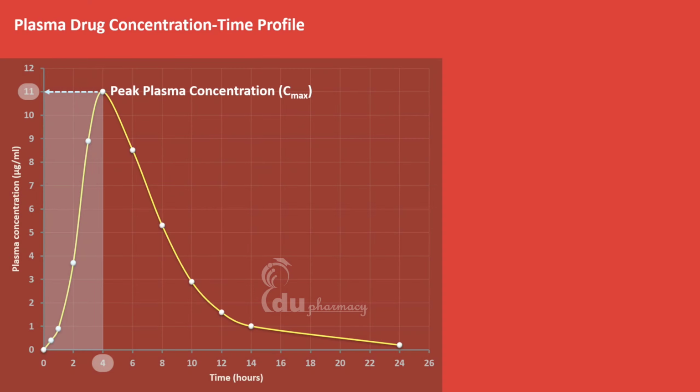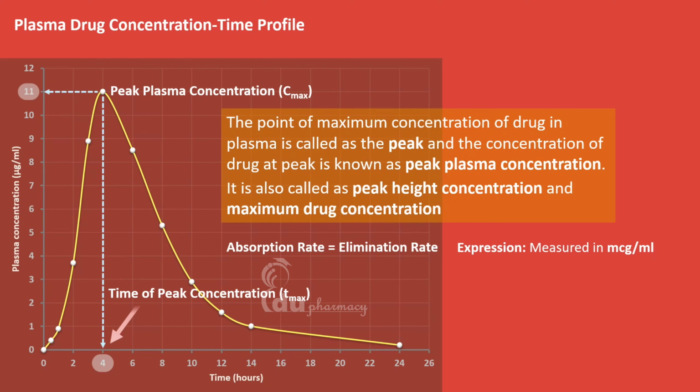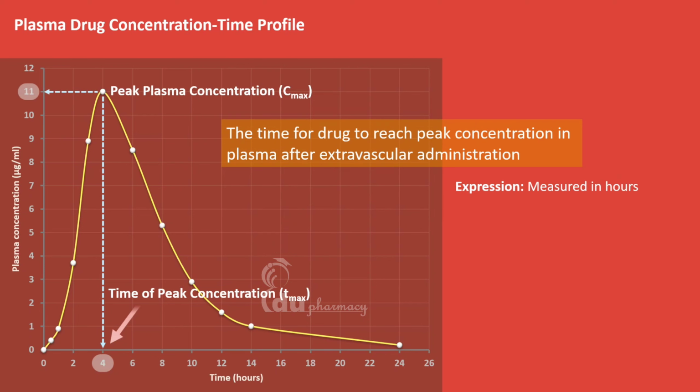Peak plasma concentration, Cmax, and time to peak, Tmax. The highest concentration of the drug in plasma is termed Cmax, while the time taken to reach this peak is called Tmax. These parameters are critical for determining the drug's bioavailability and its onset of action.